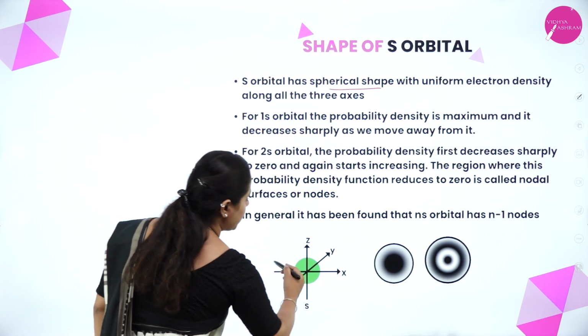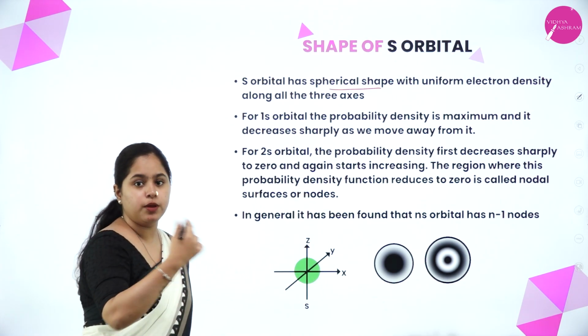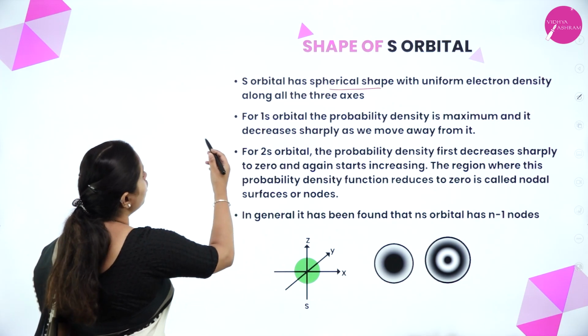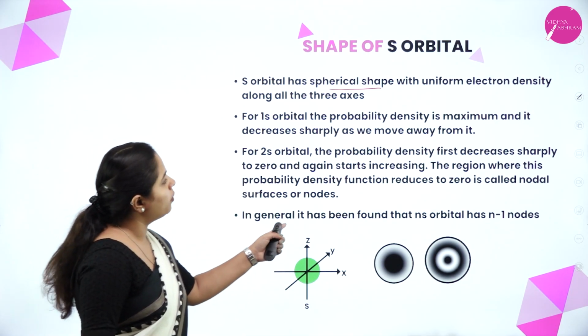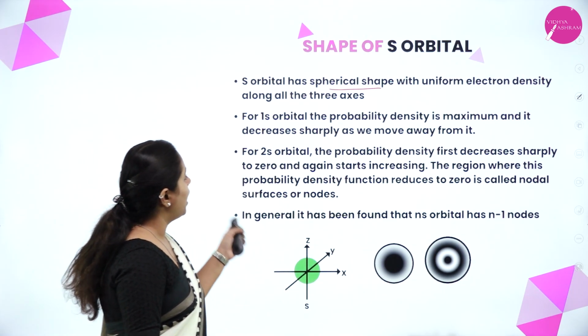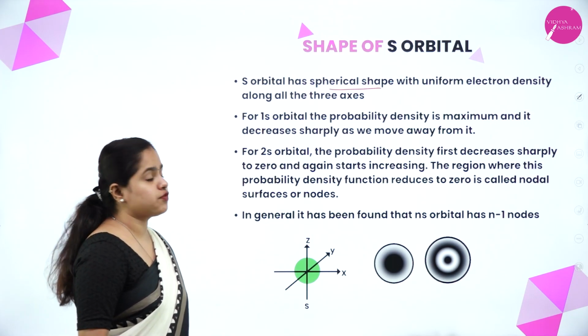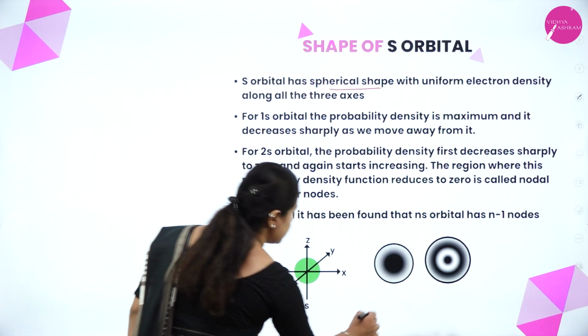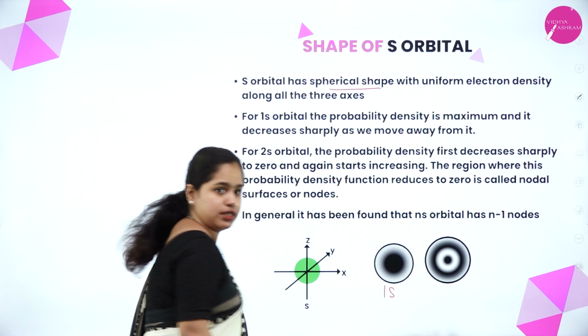It's symmetric around all the three axes. The probability of finding electron for 1s orbital: the probability density is maximum and it decreases sharply as we move away from it. So this is 1s orbital that you can see here.